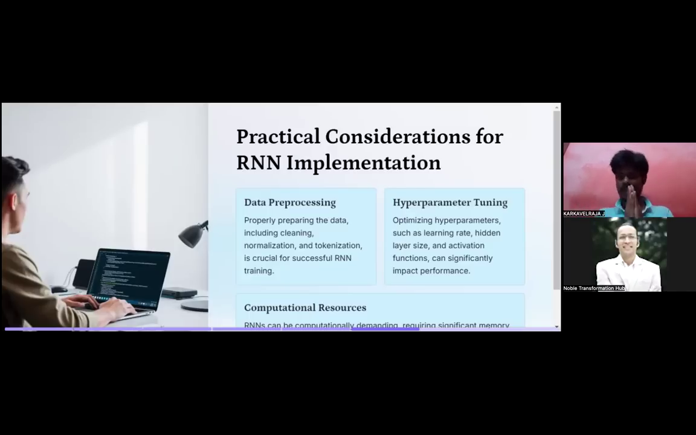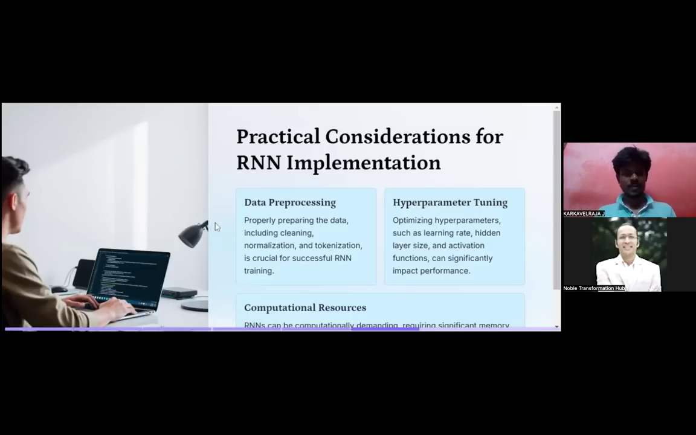Similarly, for RNN, there are multiple hyperparameters available, for example learning rate, hidden layer size, and activation function. That's why you need to tweak these hyperparameters so that you can get the optimal accuracy.